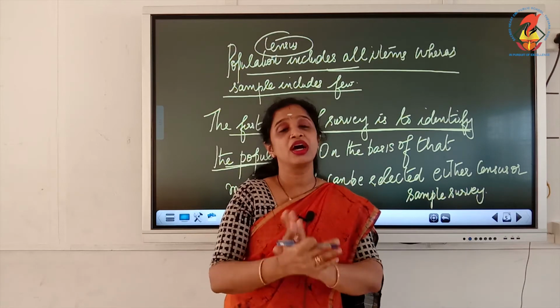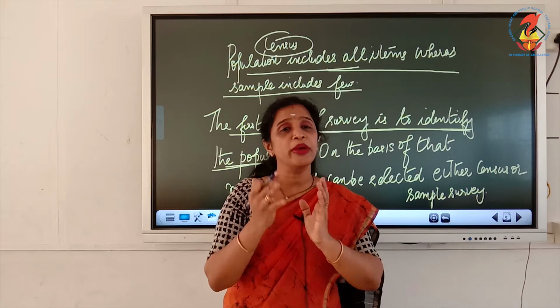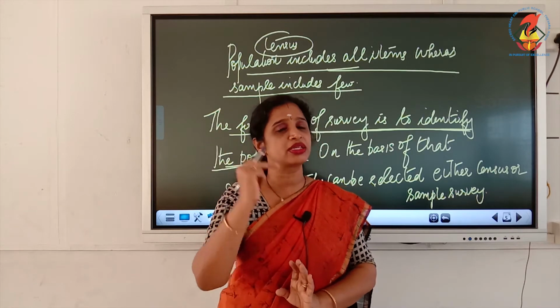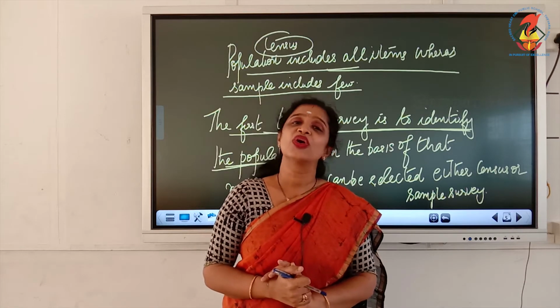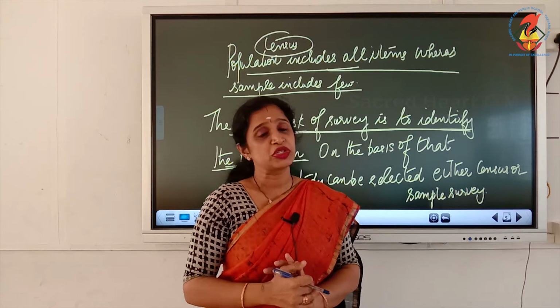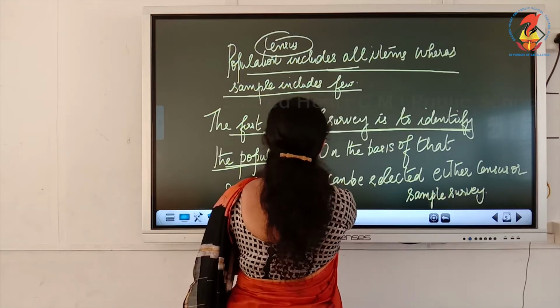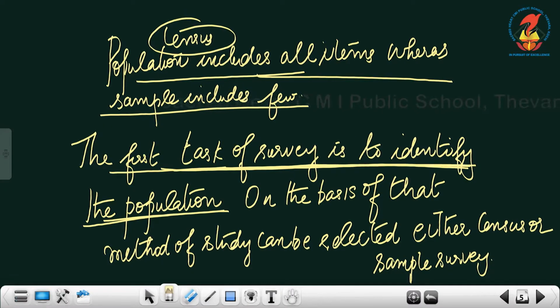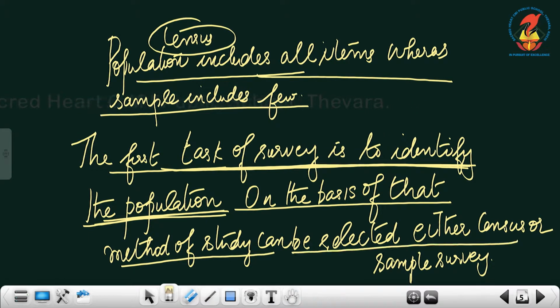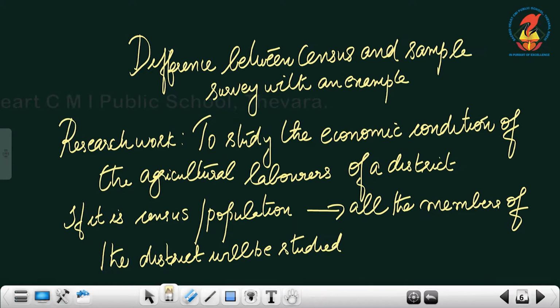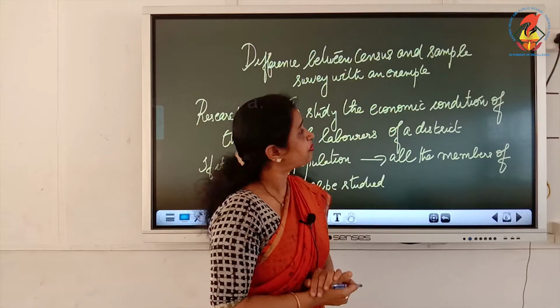So, the first task of the survey is to know about the population. Then you can decide whether you have to go with a census or a sample survey. So, this is how you select among the census and sample survey. The first task of the survey is to identify the population, and on the basis of that, the method of study can be selected, either census or sample survey.